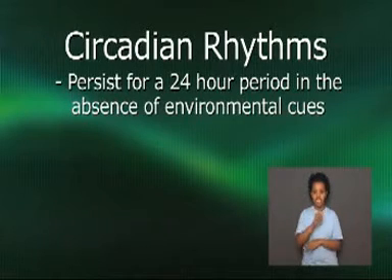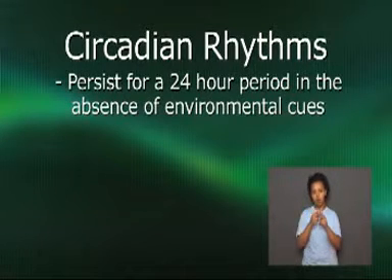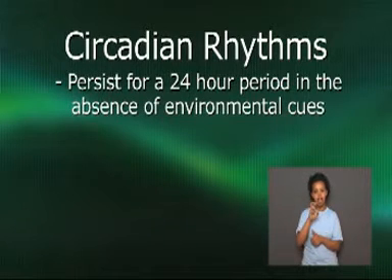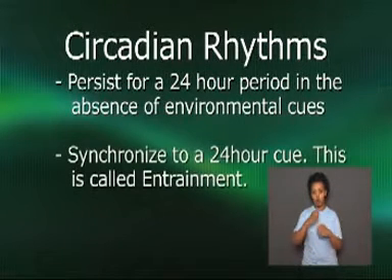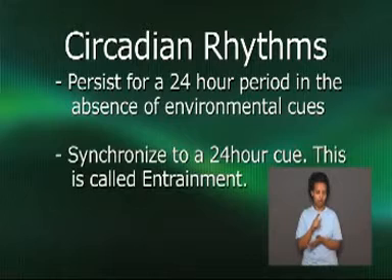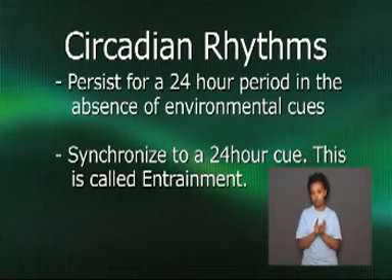The daily rhythms are called circadian rhythms. They have two main features. The first is that they will persist for a period of about 24 hours in the absence of environmental cues. The second is that they can synchronize to a 24-hour cue, such as the light to dark cycle. This is called entrainment. For our first activity, students, write down some responses that you think are due to your biological clocks.